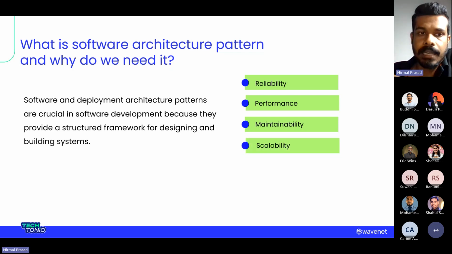Another thing is scalability. This is a very popular topic these days. We need to build our system with scalability, because any system starts with low workloads and low user engagement, but with user demand and high workloads, we need to scale the system. So we need to think about scalability also.